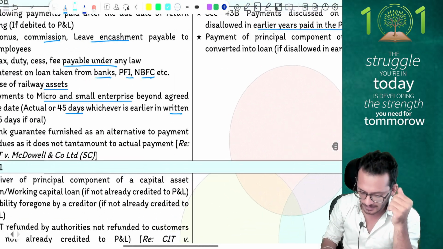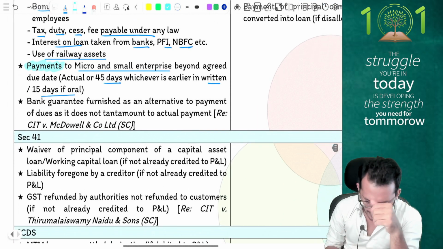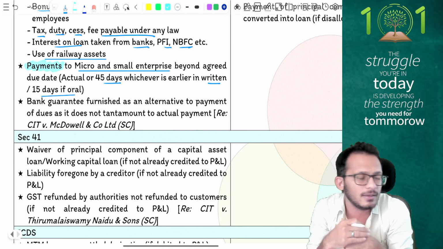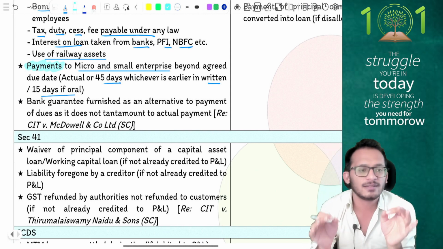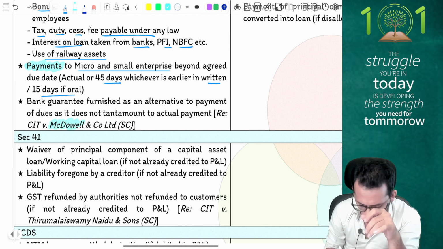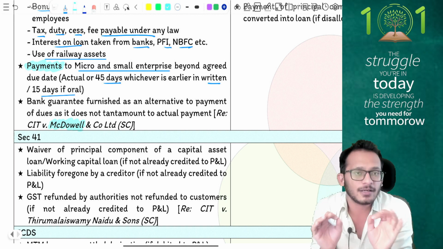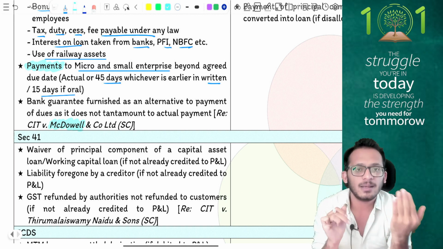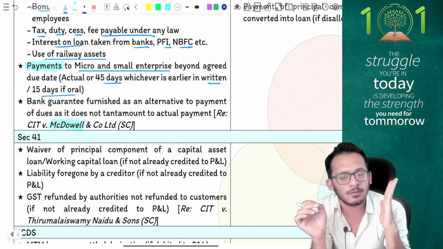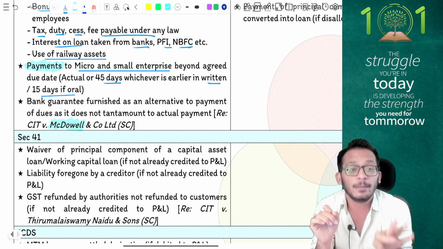Couple of case law related items for you. First is that just by you giving a bank guarantee as an alternative for payment does not tantamount to actual payment. So there is a case law called McDowell's, where McDowell's has come and clarified that if you are going to make a payment, then only you can claim a deduction under 43(b). Merely by giving a bank guarantee in replacement of a payment does not satisfy the payment. It will still be disallowed. I will give it as a deduction only when the payment is made.